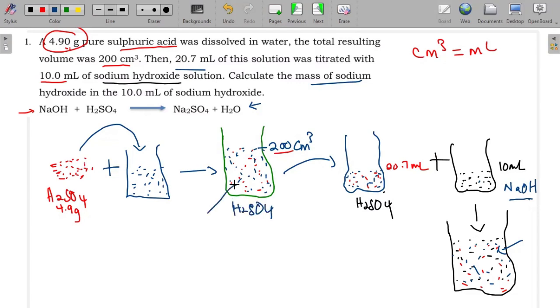Okay, we're going to find the moles of sulfuric acid that are in here. So how do we do that? We have been given the mass that has dissolved here, which was 4.9 grams. So how do we calculate the moles?